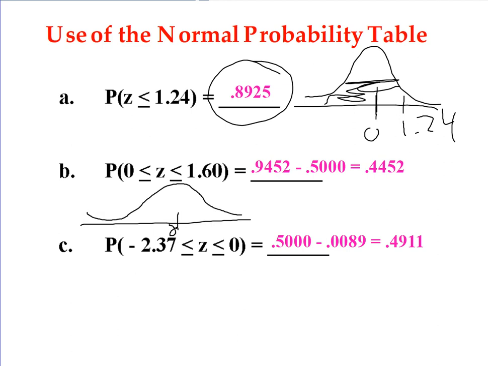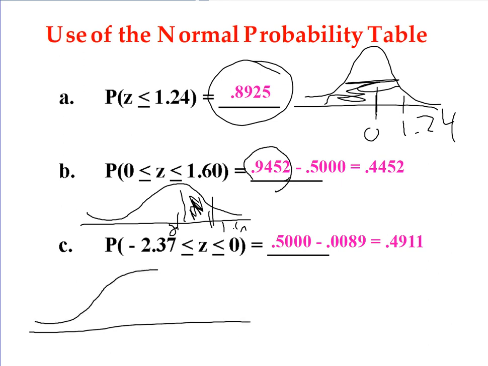I've got 0 as one of my z-scores, 1.6 is my other. I look up 1.6 and that's this area. 0 is 50%, so I'm going to have to subtract to get that area. And that's 0.4452, which is a good idea of what my drawing looks like.